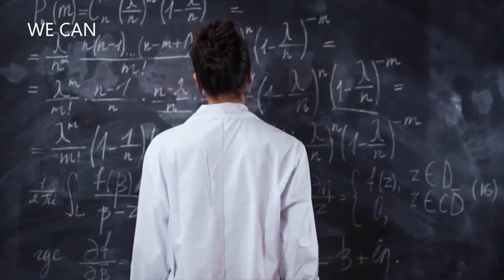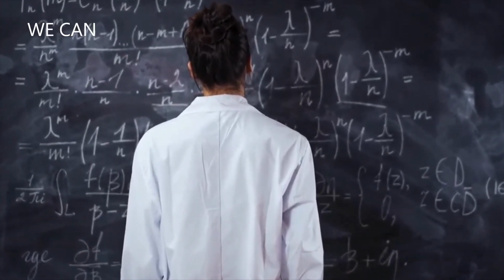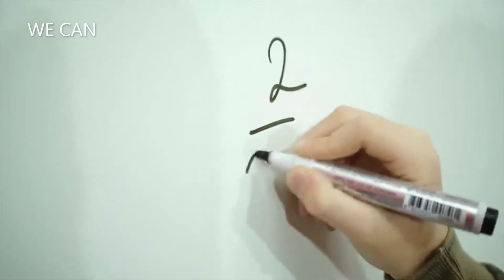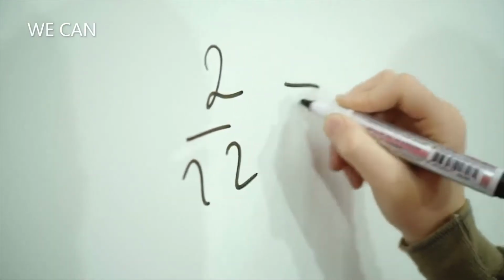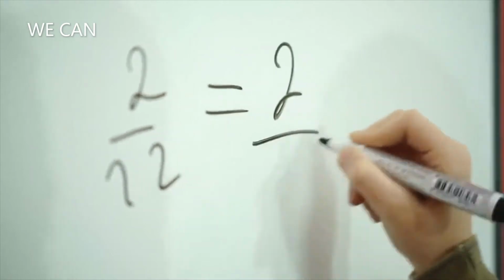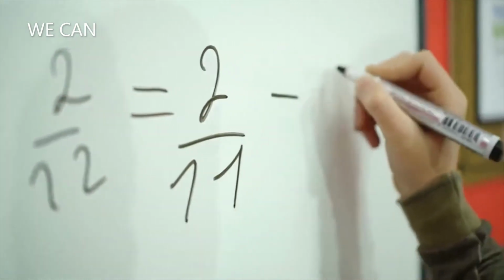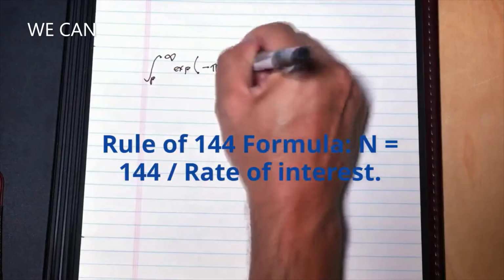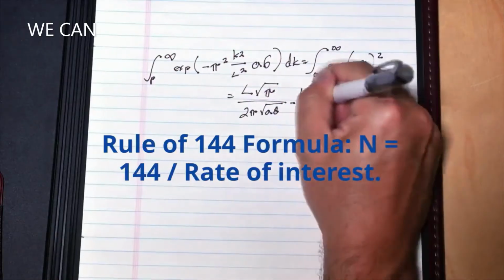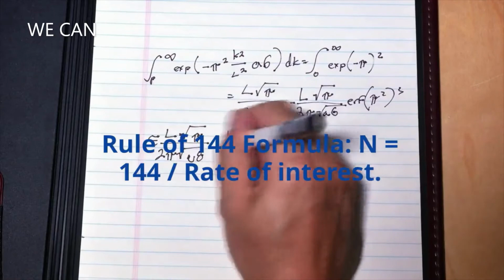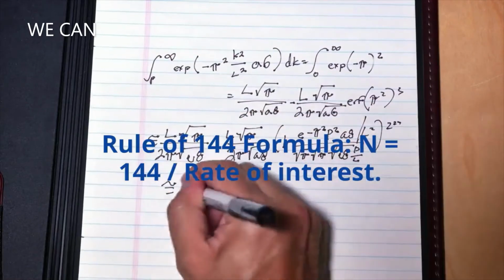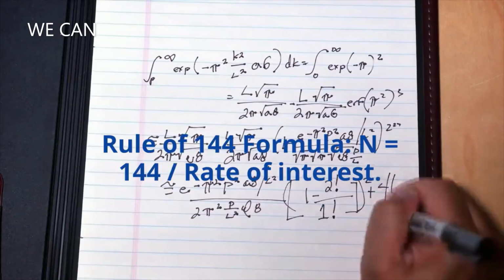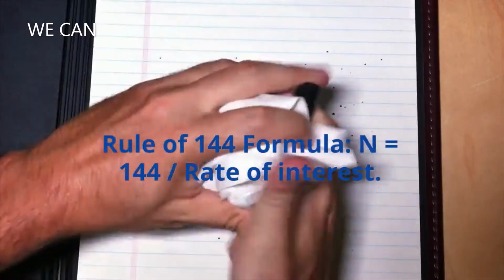The Rule of 144 definition says to divide 144 by the interest rate to get the years essential to quadruple your money. Here, the Rule of 144 formula offers you a simple calculation to solve your mathematical problem of the time period to quadruple an investment. Rule of 144 formula: N is equal to 144 divided by the rate of interest.